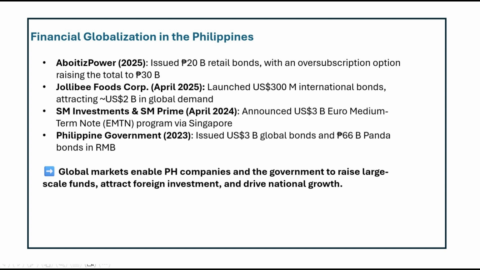One landmark event was in March 2018, when the Philippines, under President Duterte, issued its first panda bonds, raising around 11.7 billion yuan. This move reflected a shift toward diversifying funding sources, strengthening financial ties with China, and tapping into lower-cost, non-dollar markets. These examples show how global markets are helping the Philippines attract foreign investment, diversify funding, and support economic growth on a larger scale than ever before.